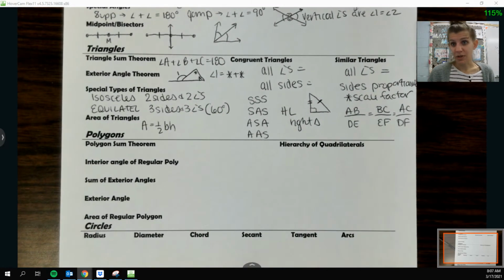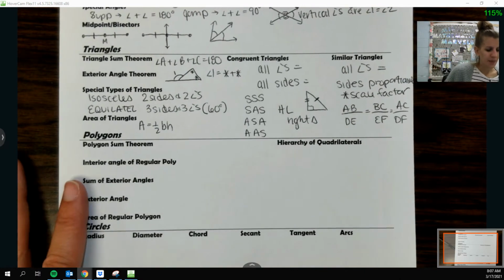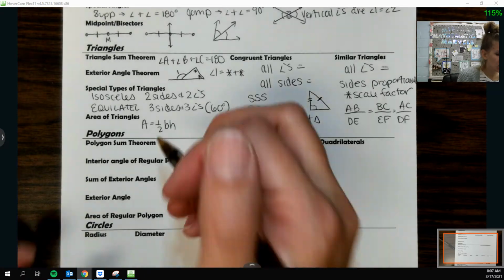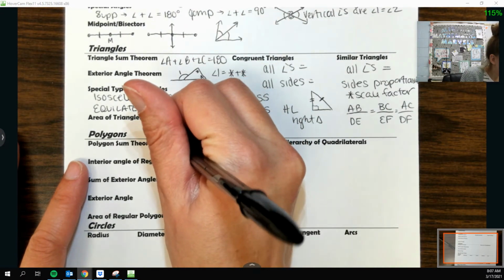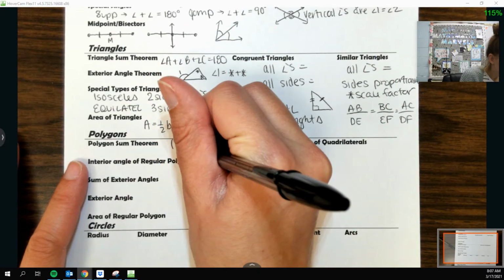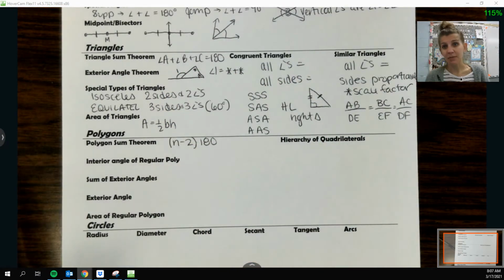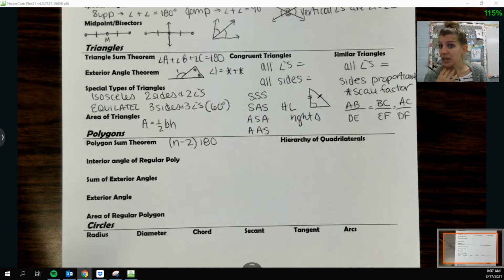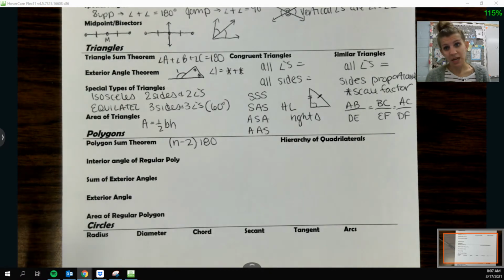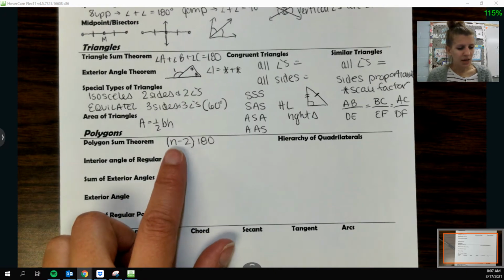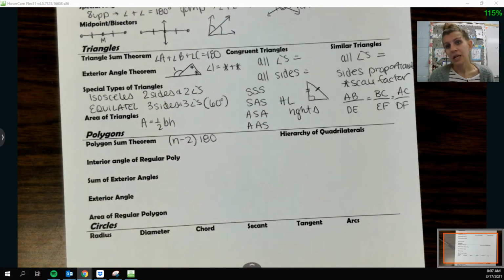Leaving the land of 3 sides and jumping into multiple sides, we have polygons. The polygon sum theorem, I feel like this is also maybe a formula that they put on that little formula sheet for you, but it's n minus 2 times 180. That will get you the sum of all the angles inside of a shape. So if it's an octagon, I would do 8 minus 2 times 180, which is 6 times 180, which is something, I don't know.